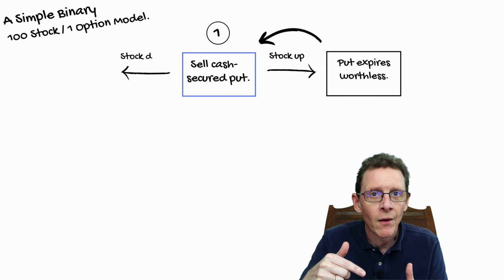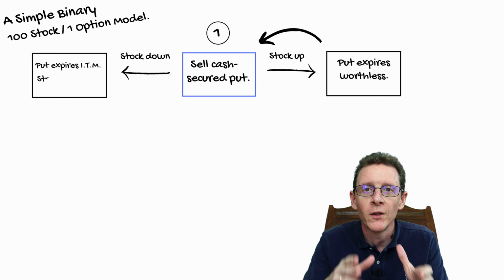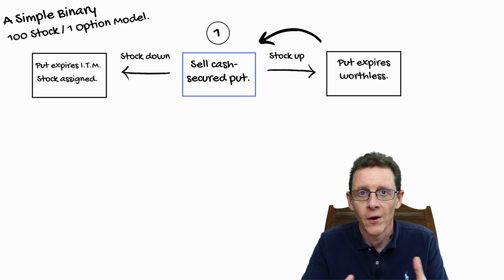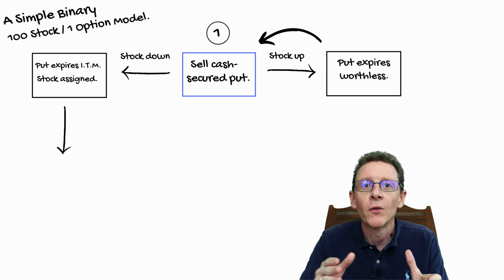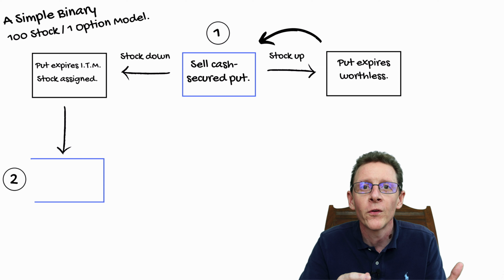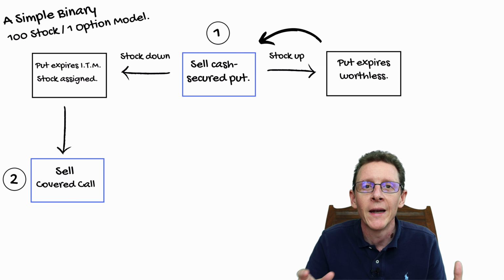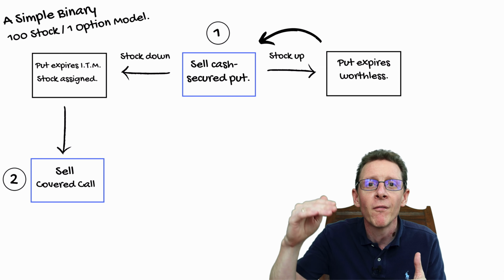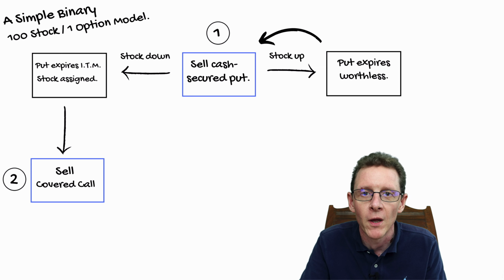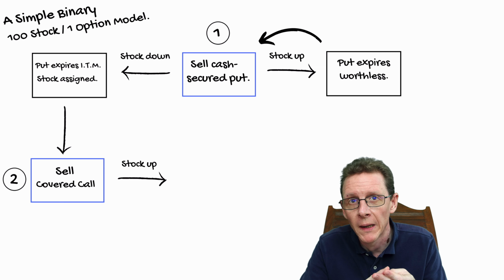If the stock goes down, the put is in the money. The buyer of the put will exercise their right to sell you 100 shares of stock and you are assigned. You now move to point 2 on the flowchart and sell a single call option. Since you hold the stock 100 times already, the position is said to be covered. This is because any losses in the call option that occur above the option strike will be covered by the shares of long stock. Again, our binary model has just two possible outcomes.